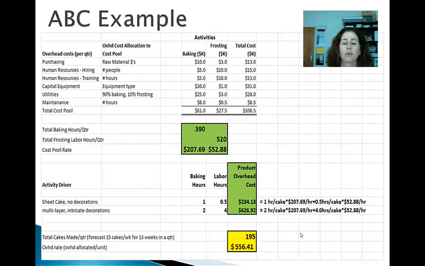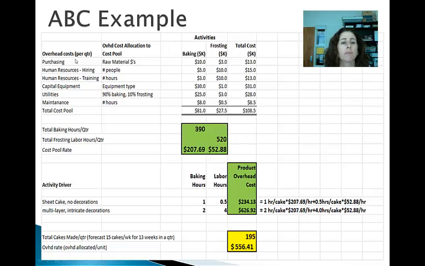Now let's go through an actual example with some information in it. Here we have our cost pools, baking and frosting. You can see that the total cost pool for baking is $81,000. The total cost pool for frosting is $27,500, and that adds up to a total of $108,500. And these are the types of overhead costs or indirect costs that go into making the product, making a cake in this example.